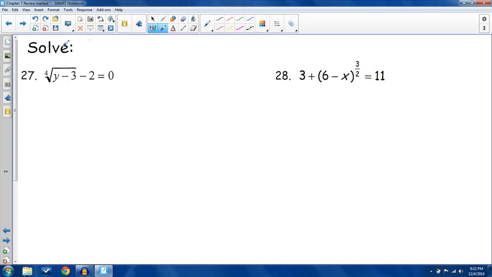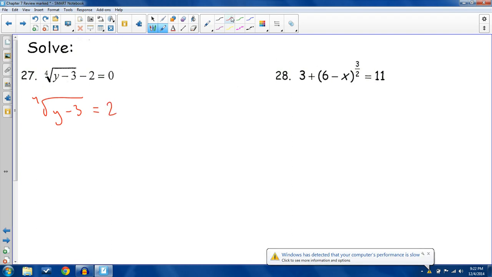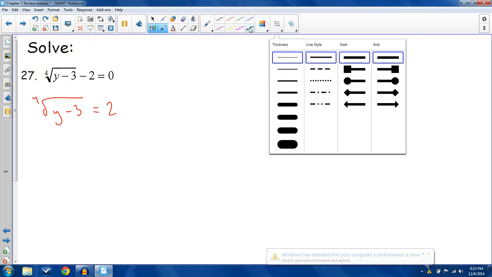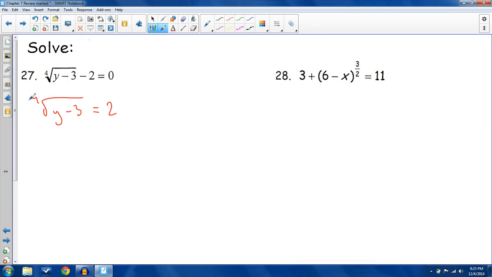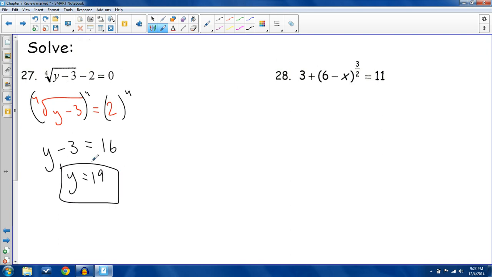Number 27, the 4th root of y minus 3, minus 2 equals 0. I know what you're thinking, raise to the 4th power. You do want to do that. Just make sure you isolate your radical first. Add 2 to both sides. Okay. Now we can raise it to the 4th power, and we won't deal with the hassle of not clearing out radicals that needed to be cleared out. We also don't have to deal with foiling 4 different quantities. That would be terrible, especially with radicals. This is y minus 3. 2 to the 4th is 16. So add 3, y equals 19.